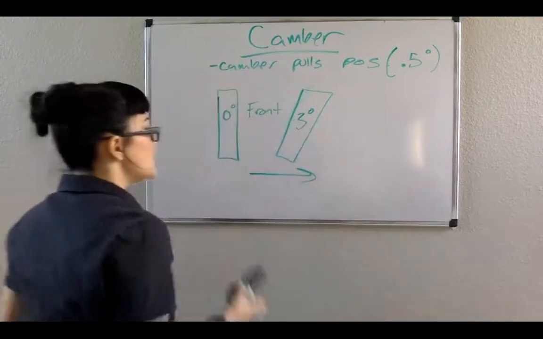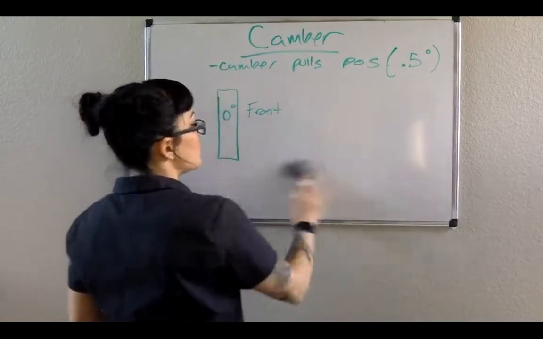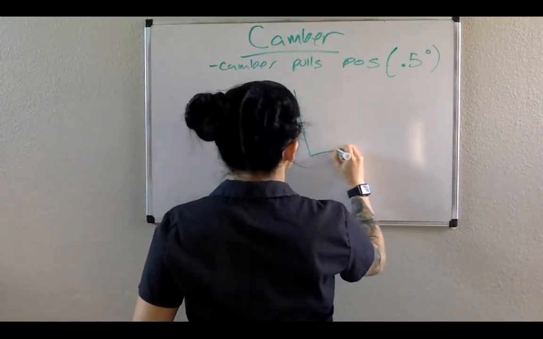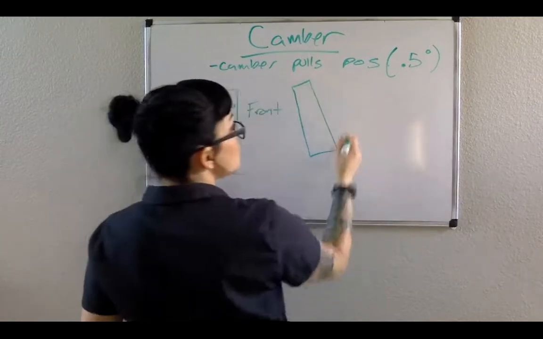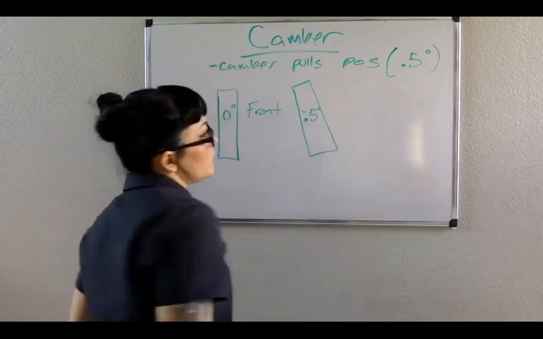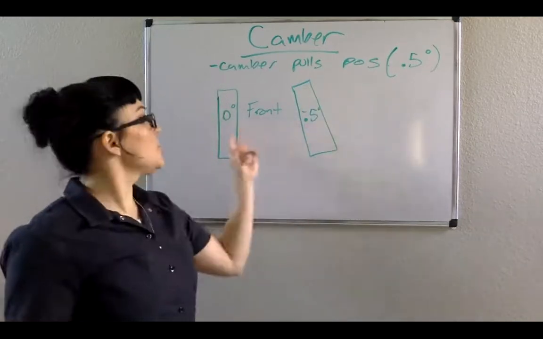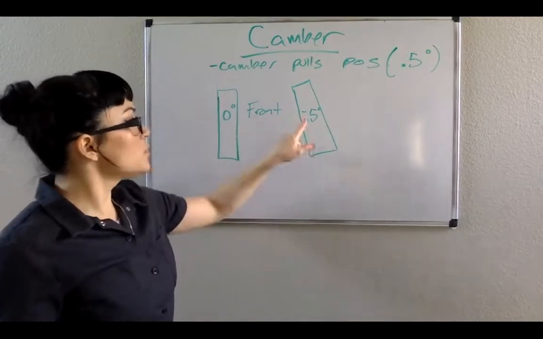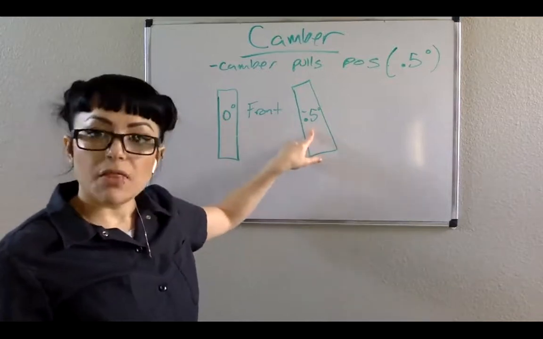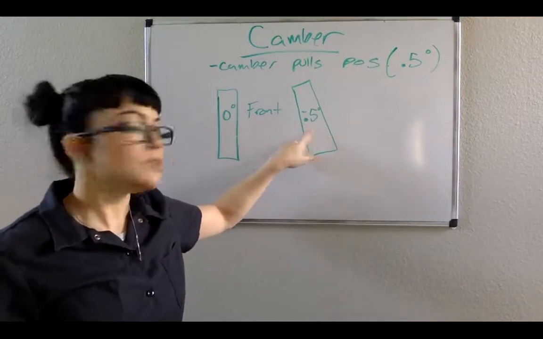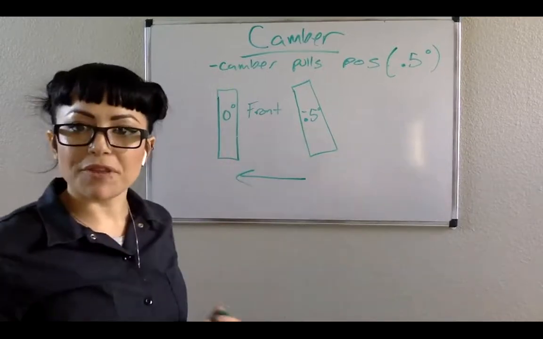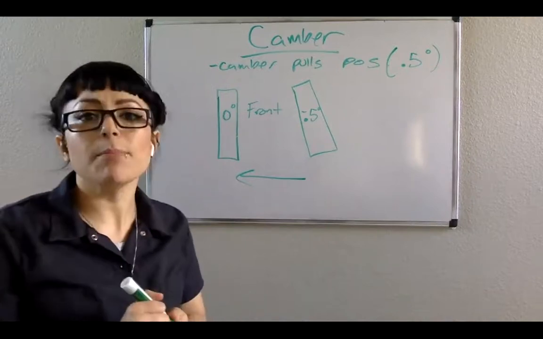Now, with that being said, what if I had the opposite, where I've actually got a tire that is tilted inward by exactly negative 0.5 degrees? Well, there is a half a degree difference between the two. This number is negative. This number is just zero, but zero is more positive than negative 0.5. And so in this case, my vehicle is going to pull to the left. Hopefully that makes sense. So camber pulls.